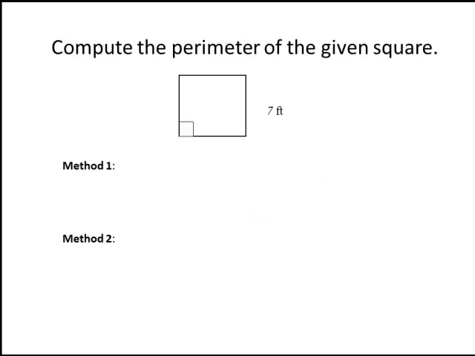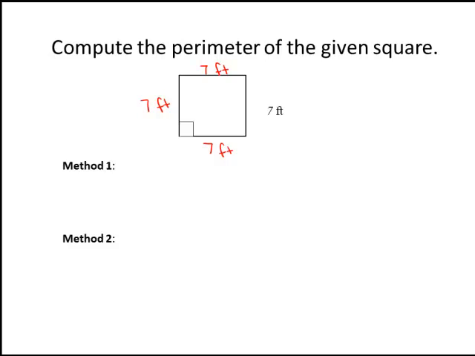Compute the perimeter of the given square. Remember that a square has sides of equal length, so for this square, each side has the same length of 7 feet.